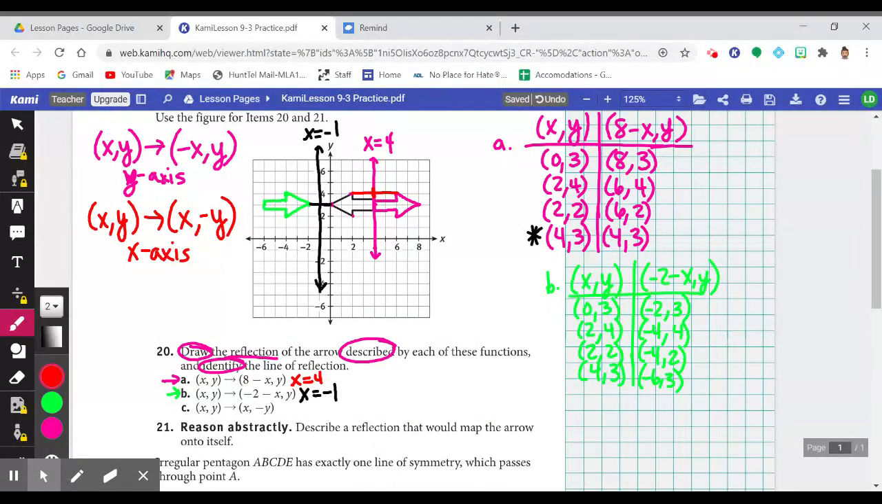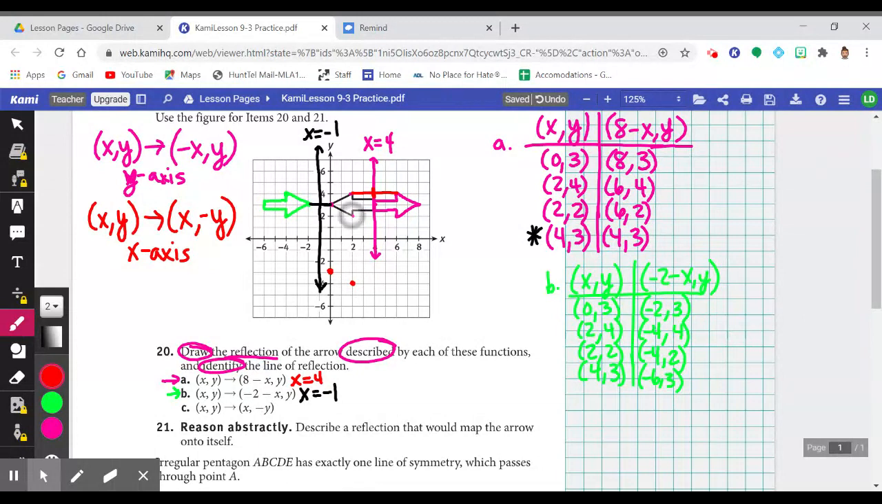I'm actually not going to use a function table here, and I'm going to use the basic understanding of what a reflection does. So the tip of my arrow is located at 0, 3. However far that point is from the line of reflection, the x-axis, that's how far I have to go on the other side. So now 0, 3 will be located at 0, -3. Same thing for this top point on the arrow. This is located at 2, 4, 4 units from the x-axis. So I now need to travel 4 units down across the x-axis, which will be located at 2, -4.